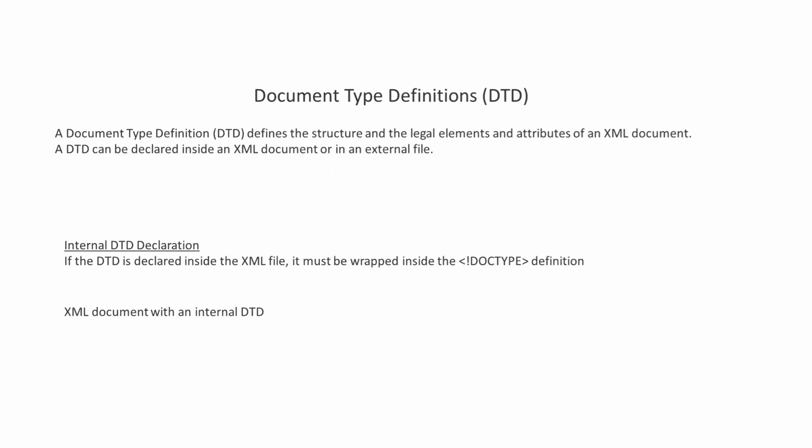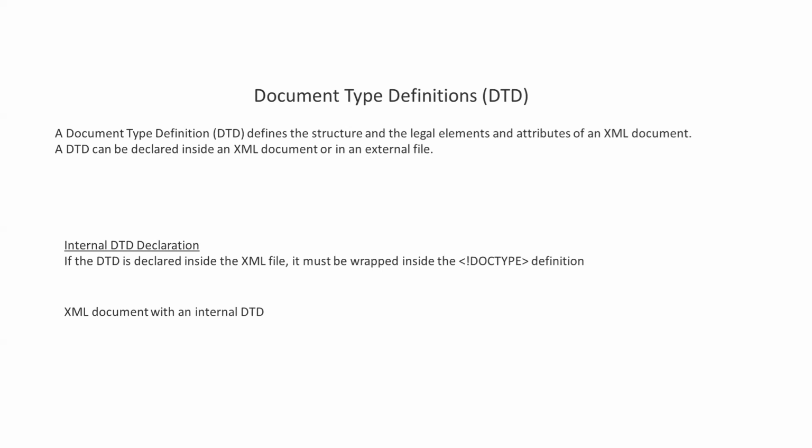So DTD means document type definition. This DTD helps you to define the structure, legal elements and the attributes of an XML document. Whenever you want to define the structure, either we can use DTD or we can use XML schema. In the next video lecture, we will see about XML schema. This lecture is about how to define a DTD.